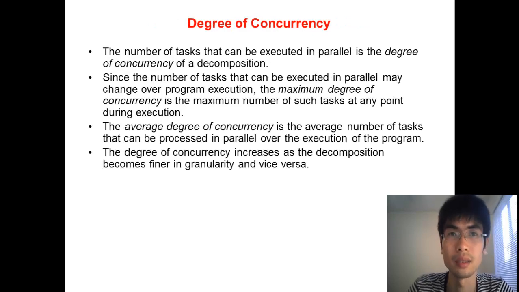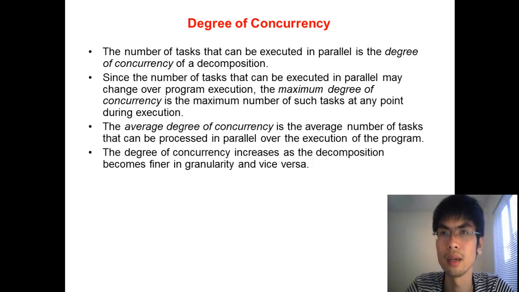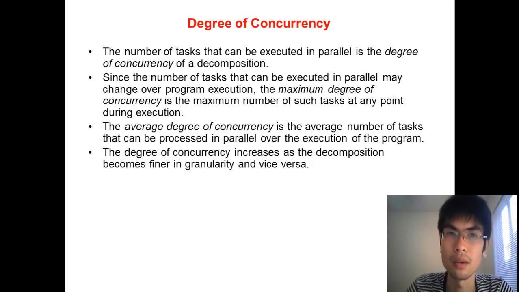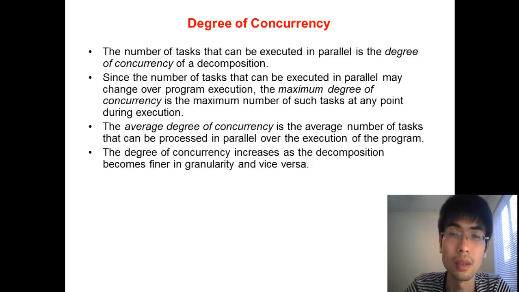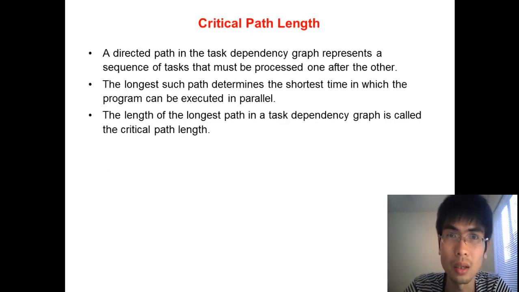The number of tasks that can be executed in parallel is the degree of concurrency of a decomposition. Here we have some specific terms called maximum degree of concurrency and average degree of concurrency. We can get a handle on these two items literally, because you can get their meaning from their names.